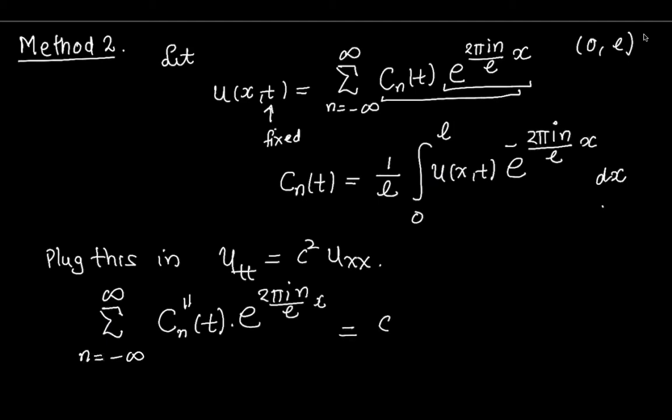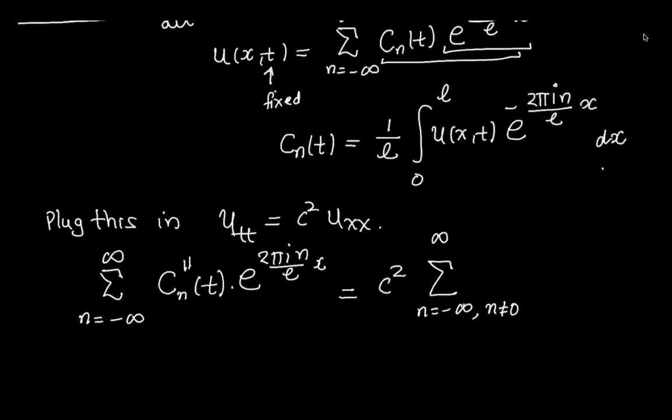This is equal to c squared, and that will be the summation for n varying from minus infinity to infinity. So when n is equal to 0, that term is going to be 0. So n equal to 0 is not included, because when you differentiate, if this is a 0, that's going to become 1. So you have only c0 of t, and if you differentiate that with respect to x, that's going to be 0. So there is no 0 term related to that. But when n is not 0, you see what is going to happen.